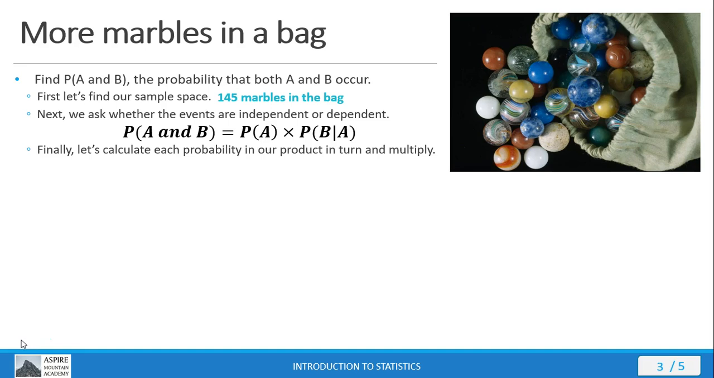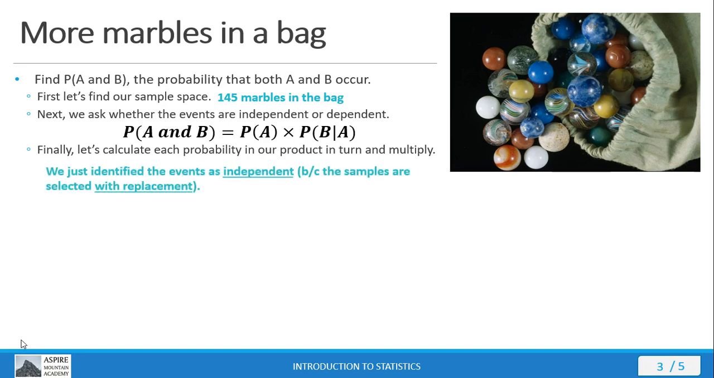Remember from the previous slide that our events are independent because we're selecting with replacement. We're going to put the marble back in the bag every time we take it out. So we calculate each of the probabilities in turn and then multiply them together. We calculate the probability of the first event, which is taking a green marble out of the bag, as the part over the whole. There are 16 green marbles in the bag out of 145 total. There's the probability of the first event, which is event A.